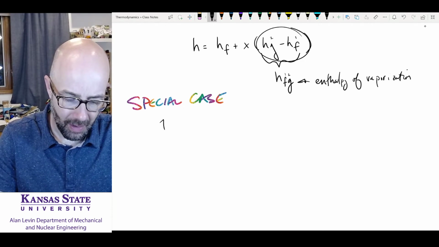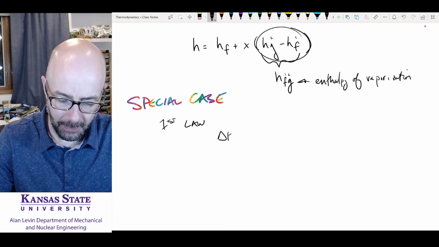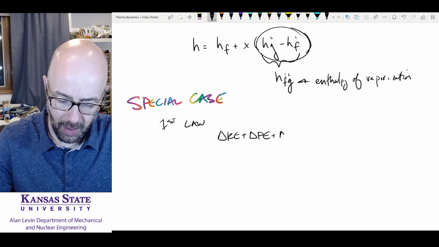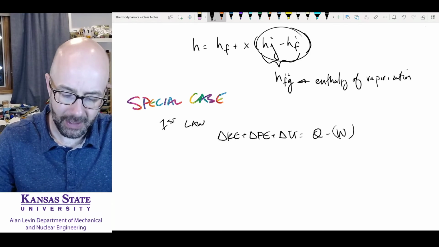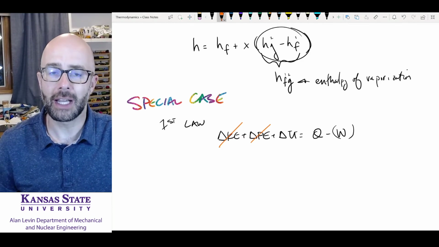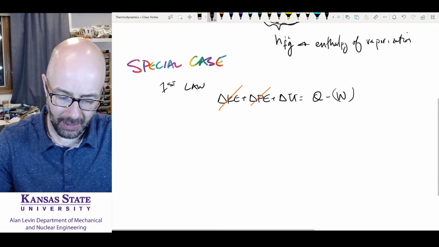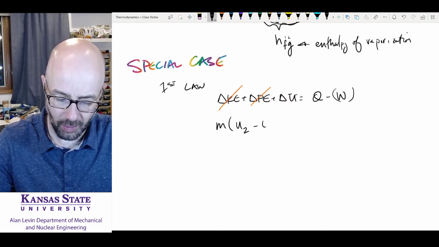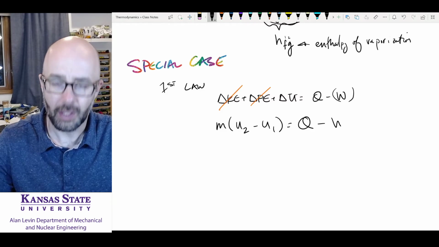Let's look at the first law. The first law is going to say that delta KE plus delta PE plus delta U is equal to Q minus W. Okay? And what do we do here? Most of the time we say kinetic energy, potential energy effects, they're negligible. We're going to get rid of those. And so we end up with our equation that looks like this. Mass times internal energy 2 minus internal energy 1 is equal to the heat transfer minus the work.